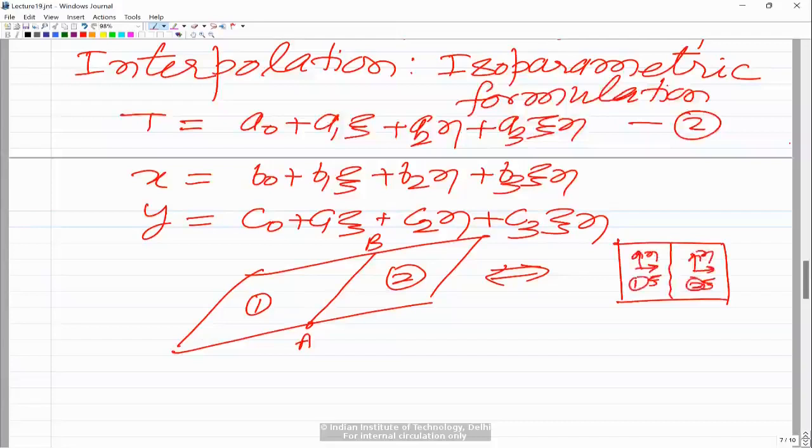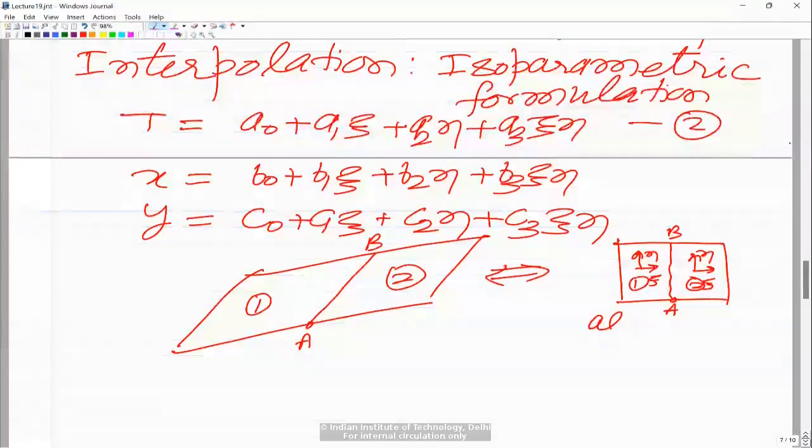So when we are moving along line AB, we are basically moving along this line, and when you are moving along this line, you see xi is constant, that is along AB. When you're talking of element 1 along line AB, xi equal to +1. In element 2, xi will be equal to -1, but they would be constant.